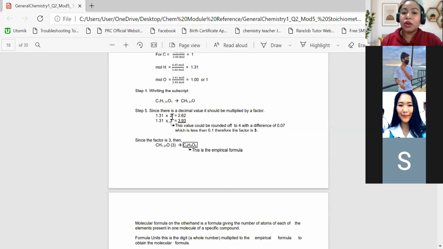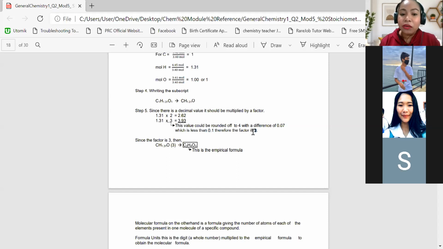We start multiplying with 2. If we multiply 1.31 times 2, we get 2.62, whose nearest whole number is 3. If we subtract 3 minus 2.62, the difference exceeds 0.1, so it is not acceptable. Next, we proceed to 3. 1.31 times 3 is 3.93, whose nearest whole number is 4. If we subtract 4 minus 3.93, the difference is only 0.07, which is less than 0.1. So therefore, the factor is 3.